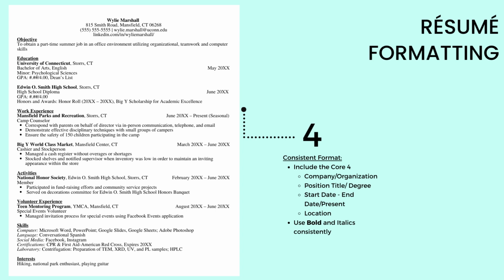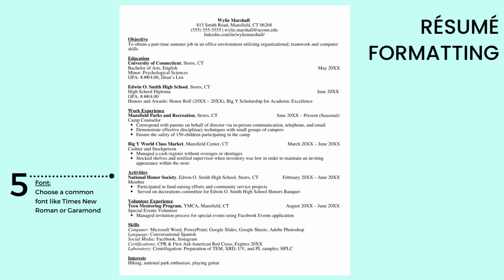In every experience on your resume, you should include the core 4. This includes the name of the company or organization, the position title, the start and end date, and the location. You'll want to make sure that when you format each experience on your resume, you use bolds and italics consistently throughout the document. In other words, if you bold the company and italicize your position in the first experience, you'll want to continue formatting every experience following the same. You should also use a professional font such as Times New Roman and avoid unprofessional fonts such as Comic Sans or ones that will be difficult to read.